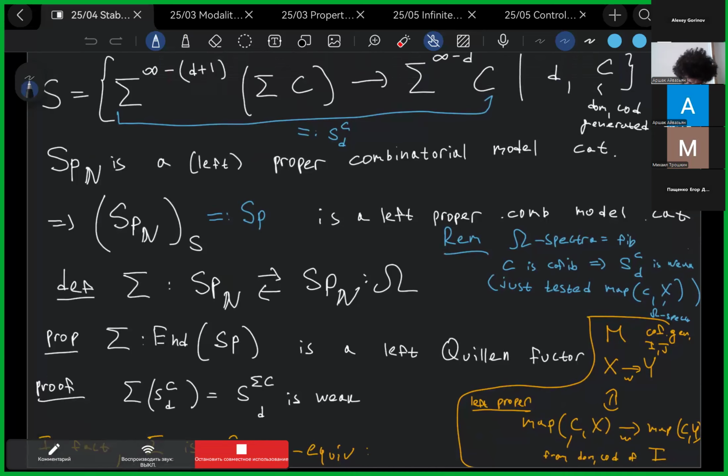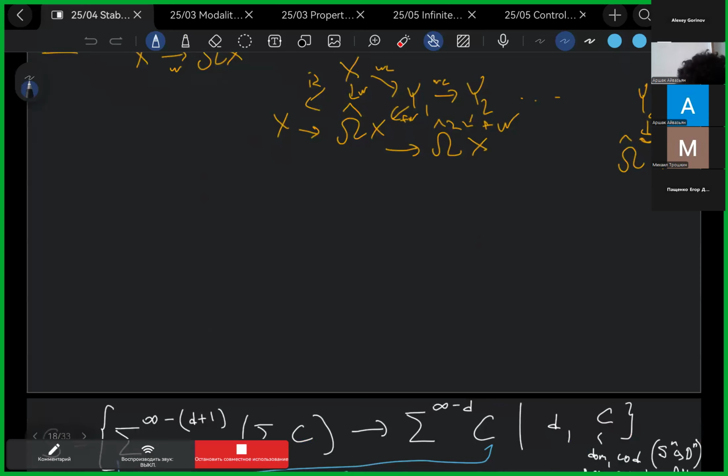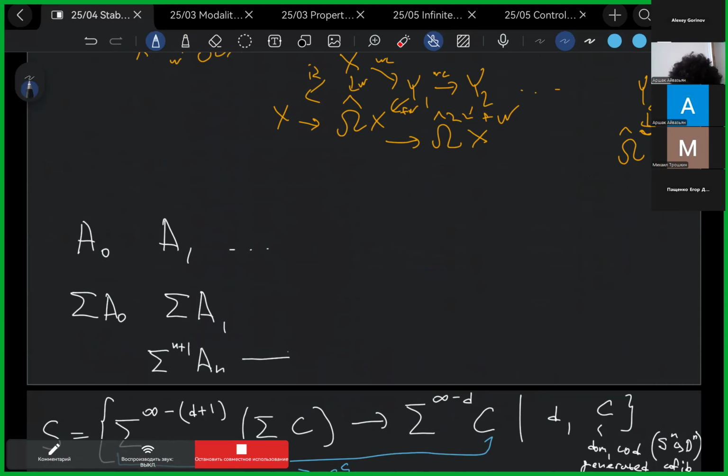What we have is an adjunction on pointed topological spaces, which we use, and we can lift it to the category of sequential spectra. If we have some sequential spectrum, we can just take the object-wise suspension functor, and we want maps.